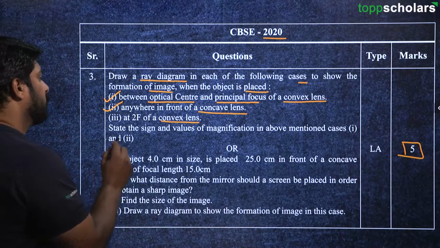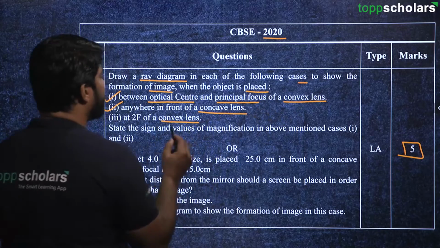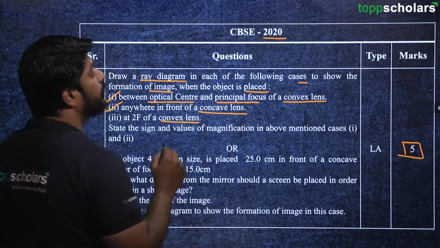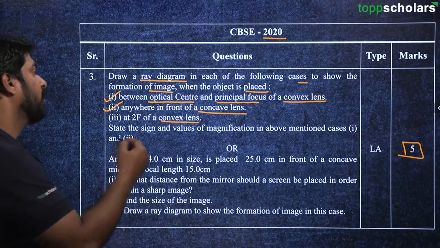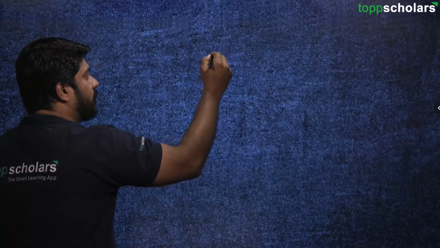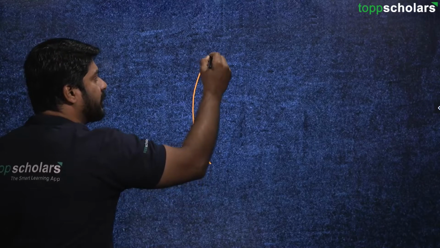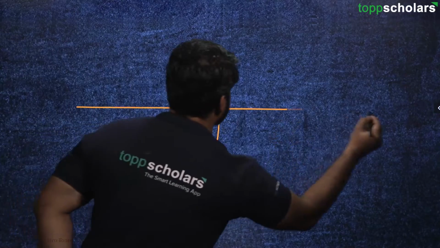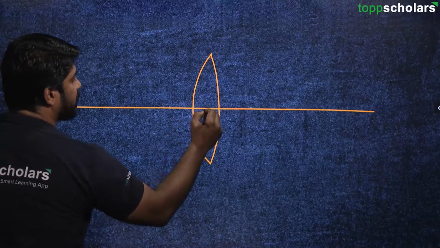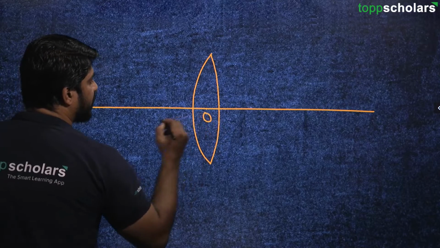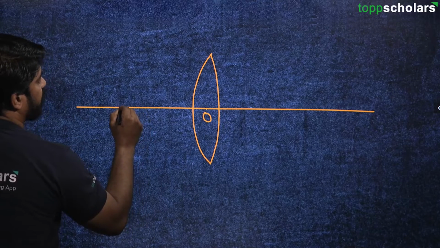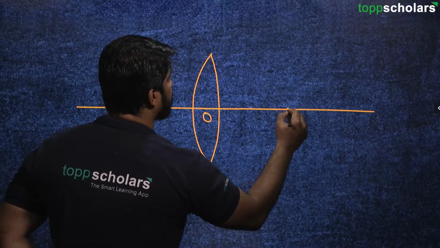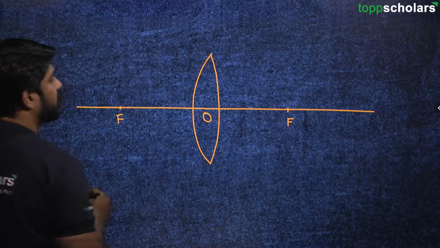Okay, over here we are talking about a convex lens and the object which is between the optical center and principal focus. So let's try to draw this ray diagram. Let's consider that we have a convex lens somewhat like this, and let's say this is the principal axis, this is the optical center O, and here is the principal focus F, and here is the principal focus F on the other side of the lens.